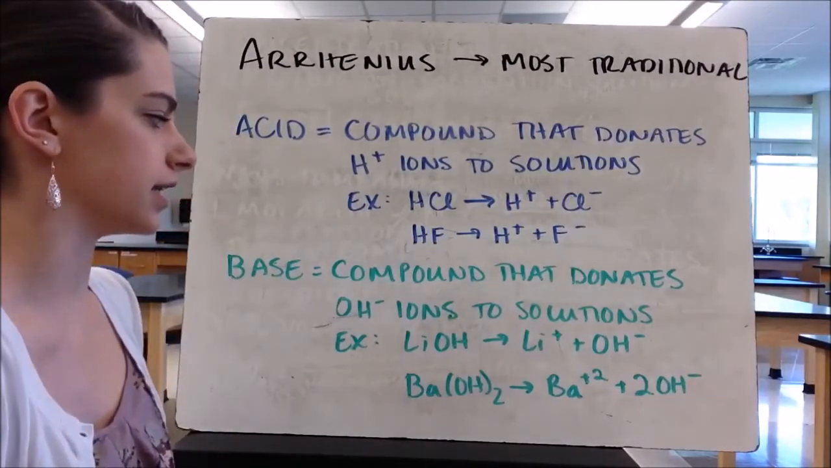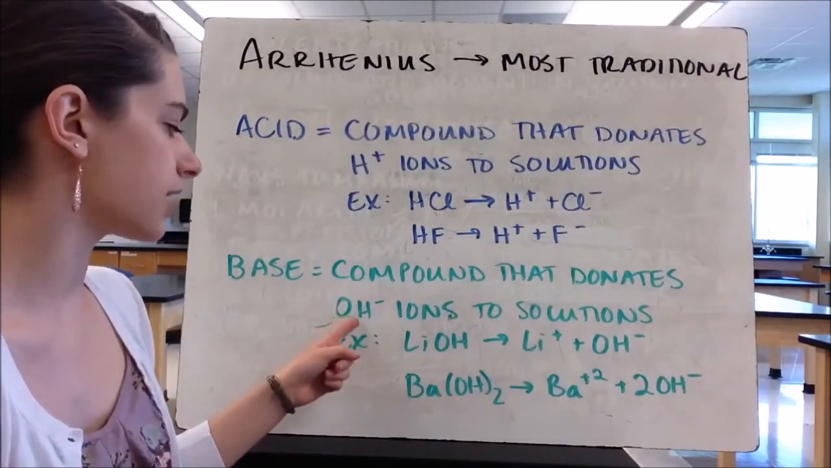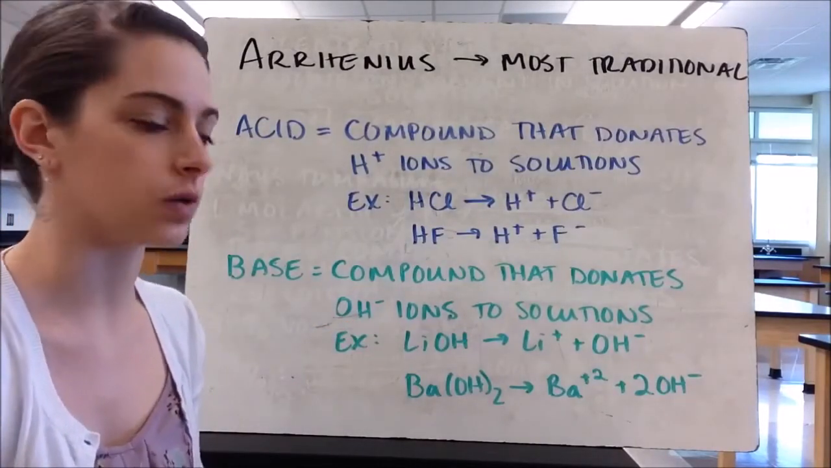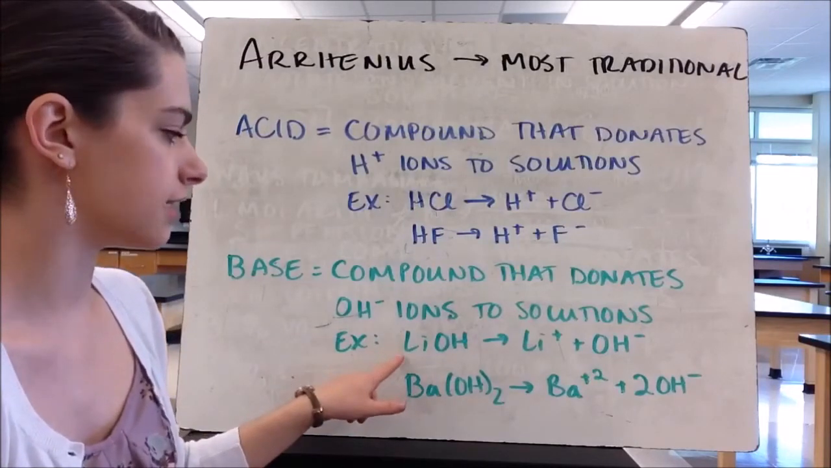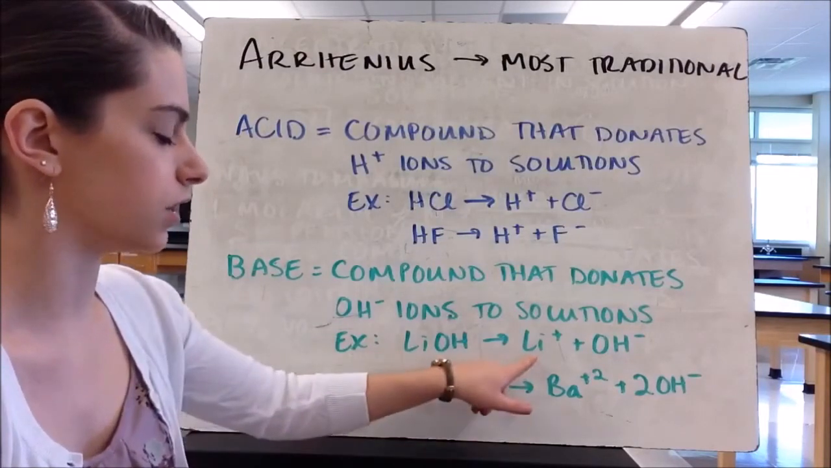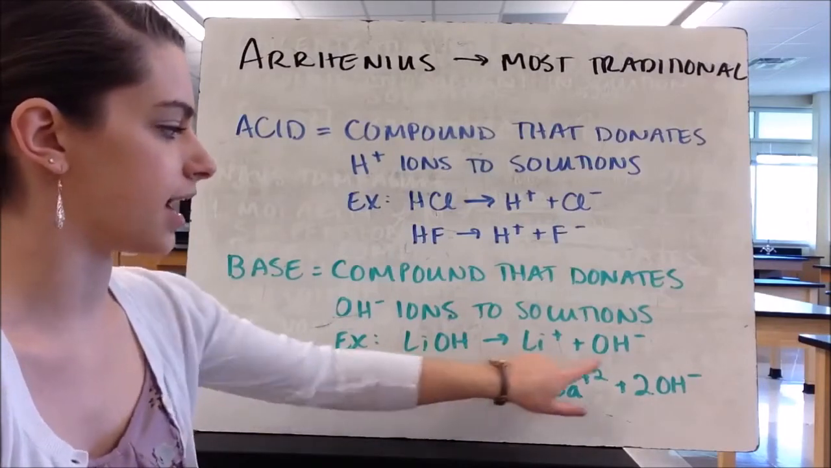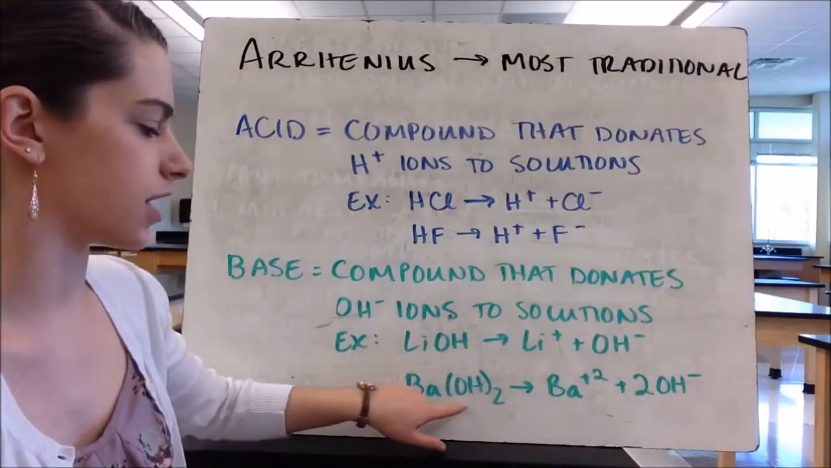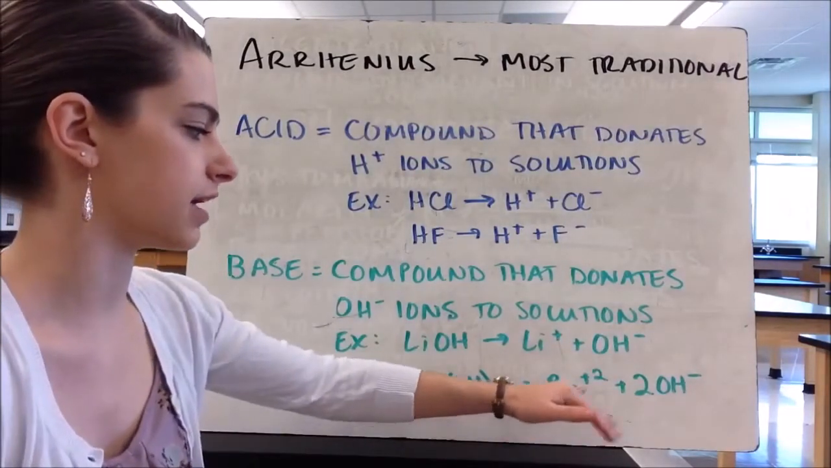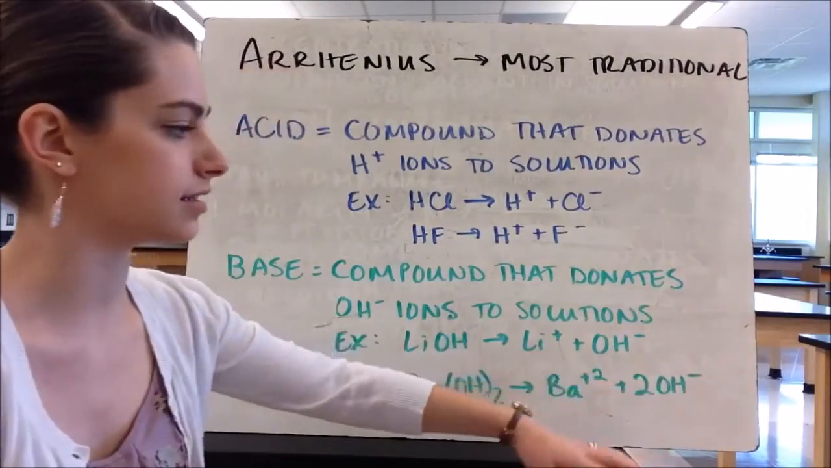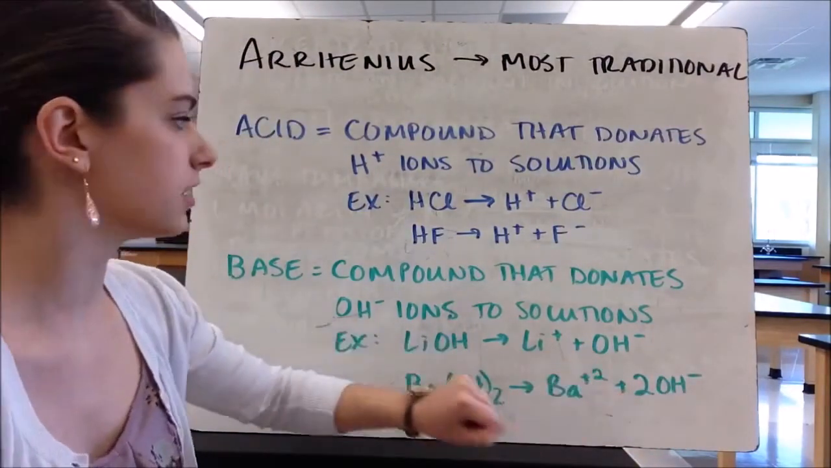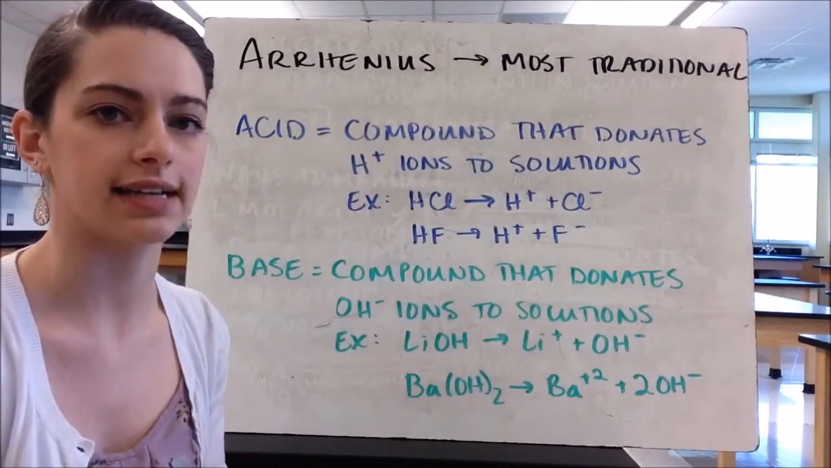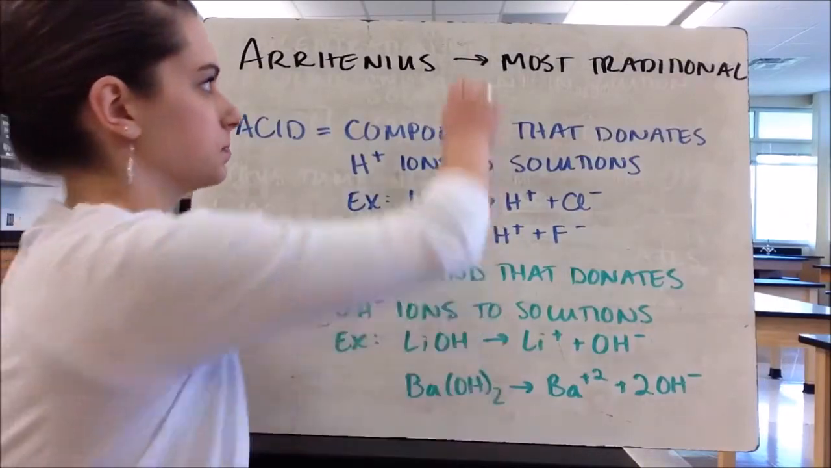A base, according to the Arrhenius model, is a compound that donates hydroxide ions, or OH- ions, into solution. Two examples of Arrhenius bases are lithium hydroxide, which when it dissociates turns into lithium ion and hydroxide ion, and barium hydroxide, which donates its barium ion and, in this case, two hydroxides. The bases donate the hydroxides, the acids donate the hydrogen ions. So that's how you can tell the difference between an acid and a base according to the Arrhenius model.